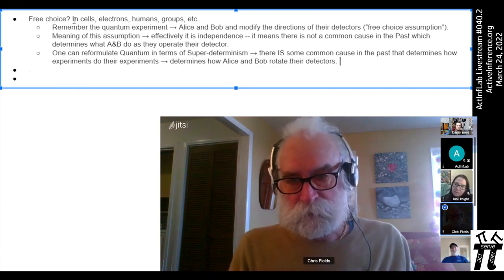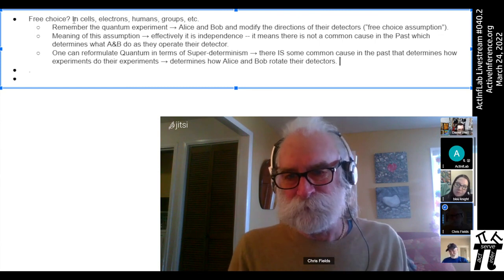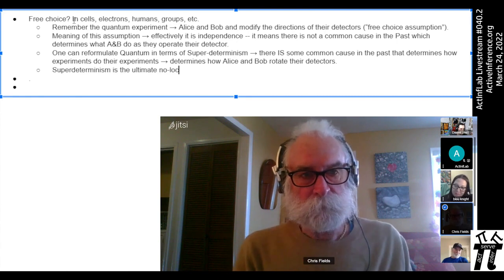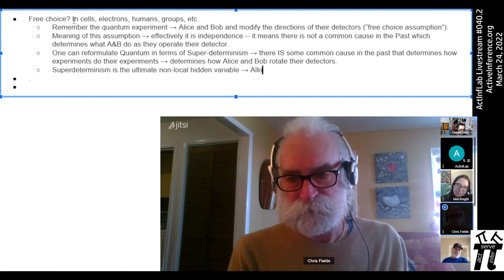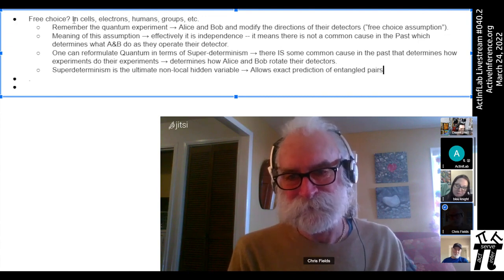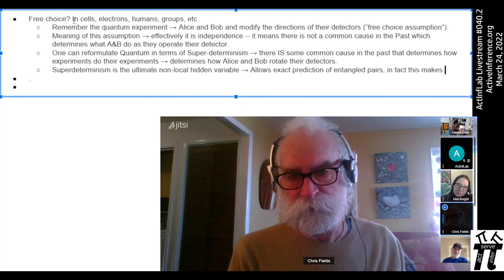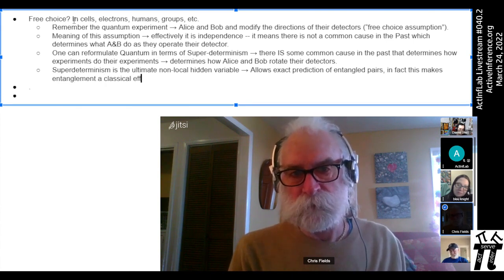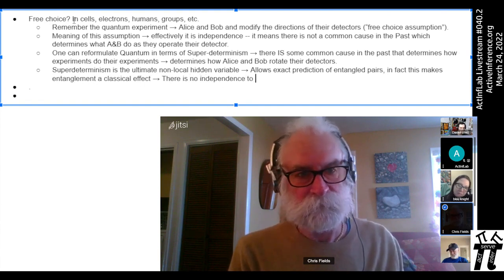And superdeterminism is kind of the ultimate non-local hidden variable. It allows you to predict exactly what entangled pairs are going to do. And in fact, it renders entanglement a classical effect, right? It just says these super classical correlations are present because there was no independence to begin with. Everything was determined from the very beginning.